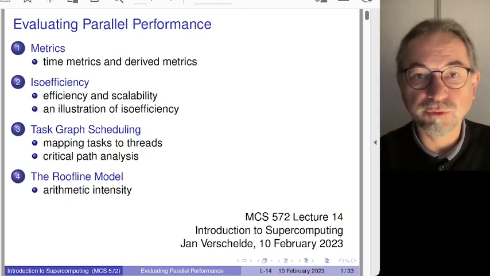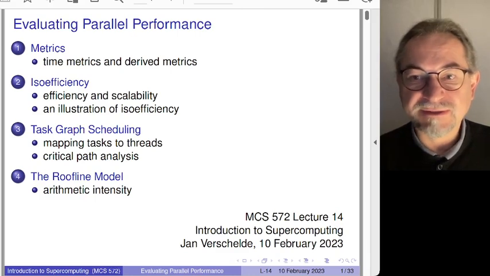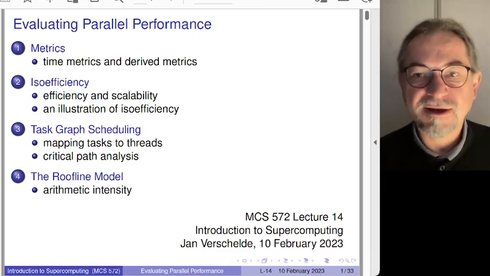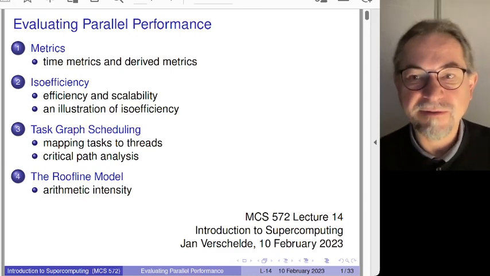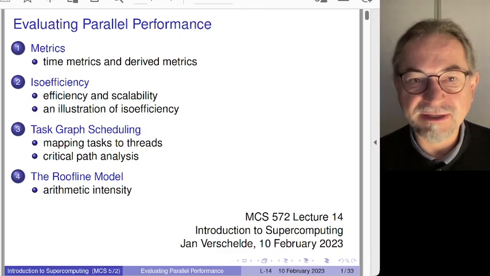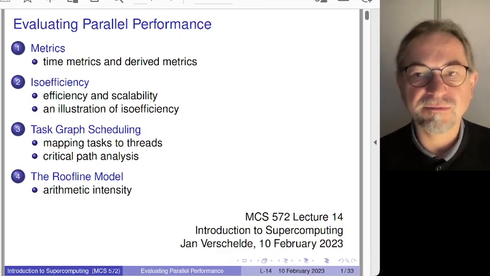So welcome to the pre-recording of lecture 14 of MCS 572. So we are introducing ourselves to supercomputing. So far, this has been a very hands-on course, mainly focused on how to get things done. In the lecture of today, we are not looking at any particular code.